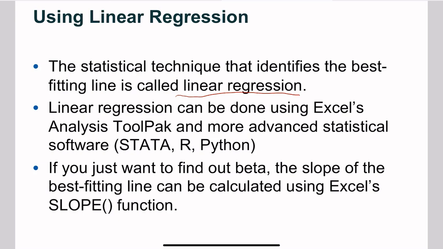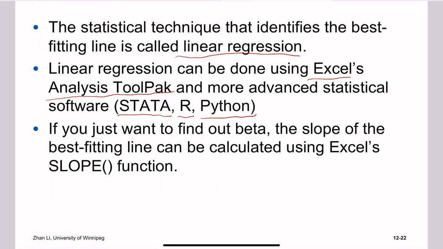If you're from business, then most likely you would use Excel. If you're from the economics department, most likely you will use Stata. If you're from the statistics department, most likely you will use R. If you're from the engineering department, most likely you will use Python. Right? And a simple way to figure out beta is to use Excel's slope function.